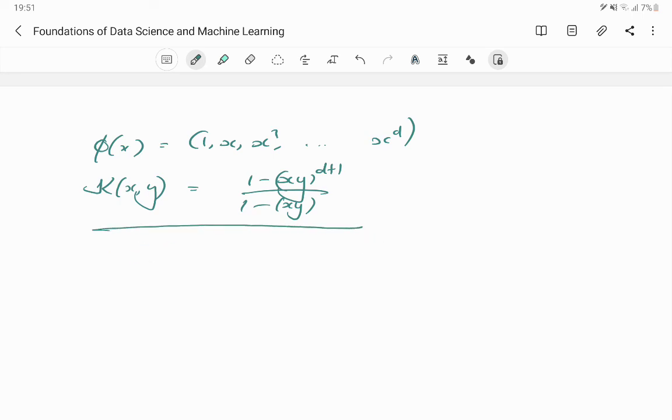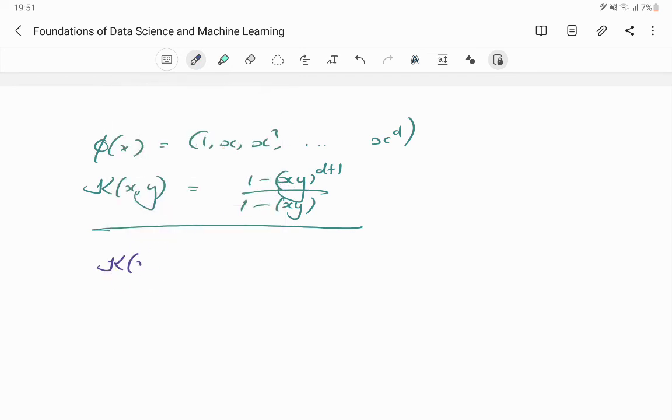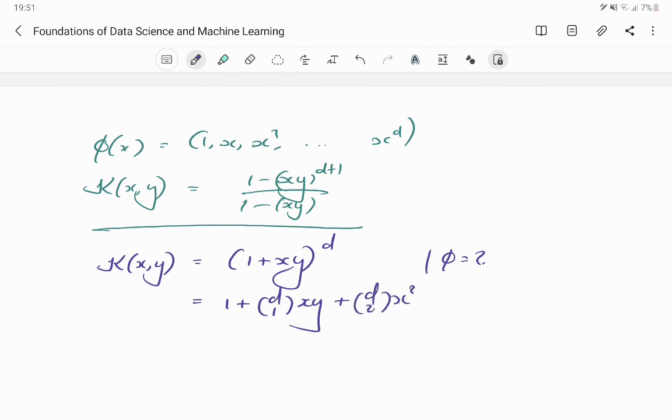So here I'll do it in the reverse, to see how it is usually done. Suppose we want a similar kernel which is slightly simpler in terms of, let's say, floating point computation and so on. If you want something like (1 plus xy) to the power d, then what phi will you choose? This is the question, right? What is phi? You expand this k by the binomial theorem, and you will see 1 plus d choose 1 times xy plus d choose 2 times x squared y squared, all the way up to d choose d times x to the power d y to the power d, right? This is what it will expand to.